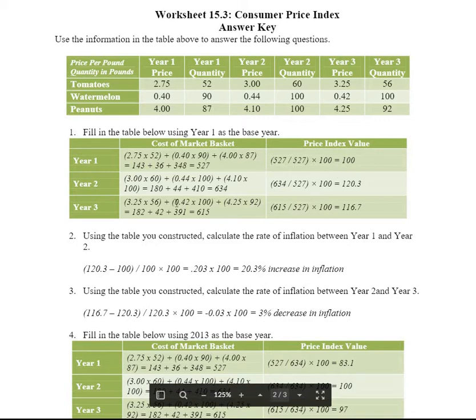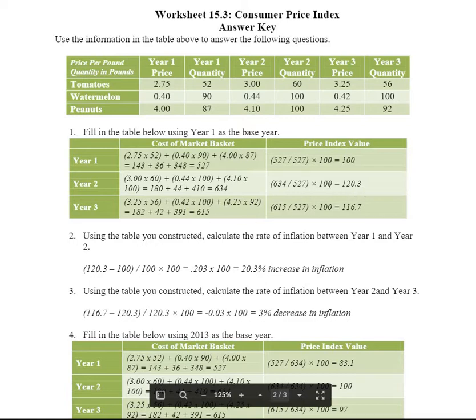For year two, if you go through and add it all up, we have 3 times 60 plus 44 cents times 100 plus $4.10 times 100. You get 180 plus 44 plus 410 equals 634. Now, when you take 634 and divide it by 527, multiply it by 100, you get 120.3.